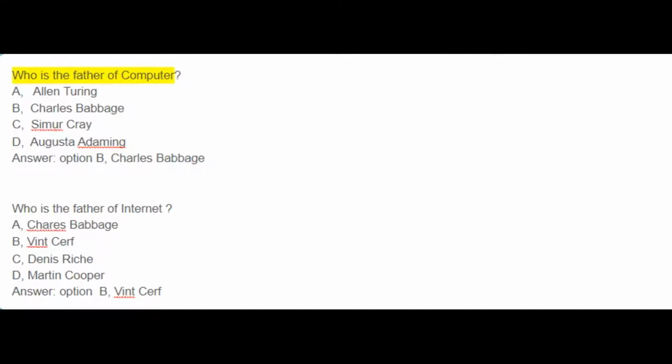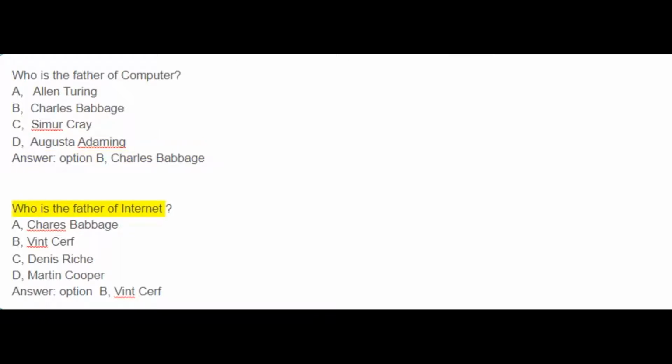Who is the father of computer? A. Alan Turing. B. Charles Babbage. C. Seymour Cray. D. Augusta Adaming. Answer. Option B. Charles Babbage.